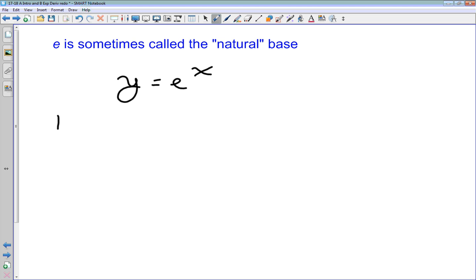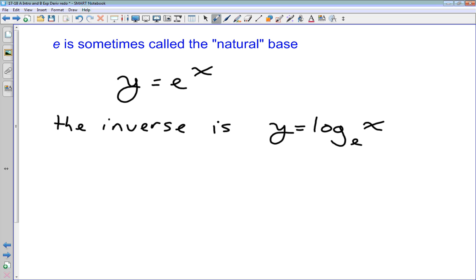Now, the inverse of an exponential function, you learned this back in advanced functions, is a logarithmic function. So the inverse of y equals e to the x is y equals log to the base e of x. And we give this log to the base e a special name. We call it ln of x. Ln, of course, just means the natural logarithm.